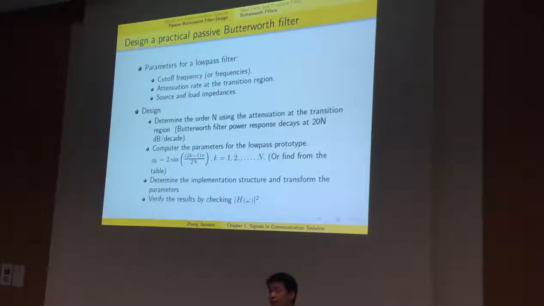Okay, once n is fixed, then you can design a low pass prototype of order n. You can choose either configuration, pi or T. If there's no requirement that you must use pi or you must use T, then you choose either of them. Then you can find the value g_k for these n components, because for an order n filter, you have n components. That means n L's and C's, right? So for each of them, you can find the parameter by using this equation, or you can check from the table. Okay?